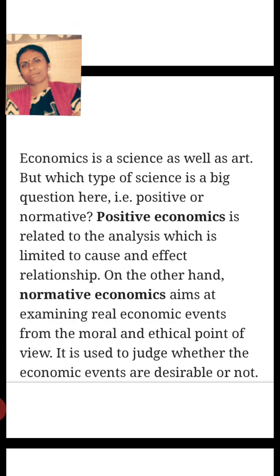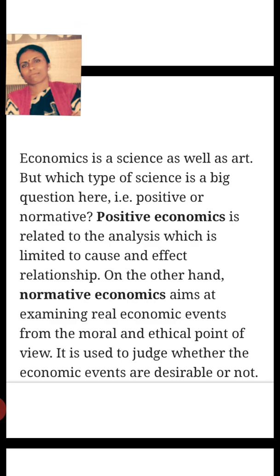Positive economics is related to the analysis which is limited to cause and effect relationship. And on the other hand, normative economics aims at examining the real economic events from the moral and ethical point of view. It is used to judge whether the economic events are desirable or not.